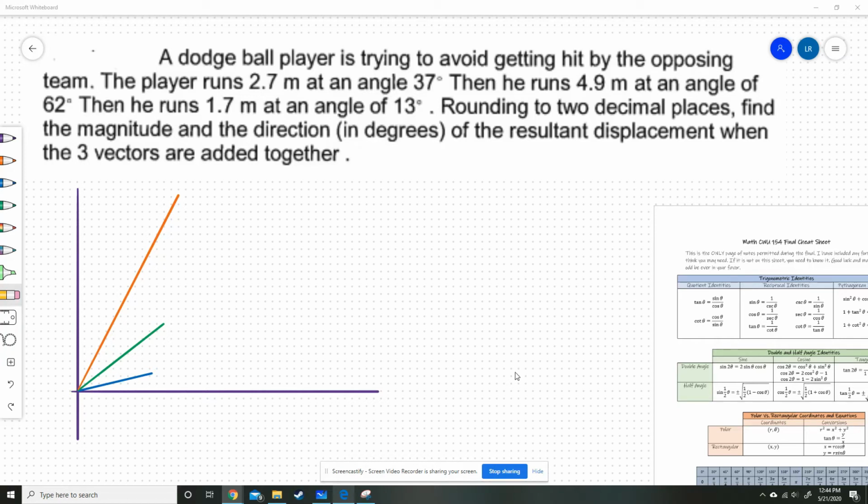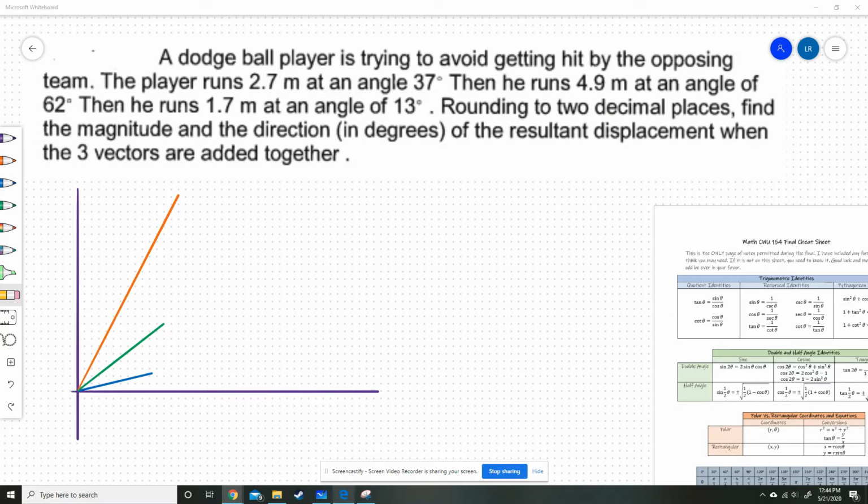Okay, in this video, we are going to do a very quick touch on some vector addition and then finding the resultant displacement of that vector addition. So it's going to be a really quick touch on it. Hopefully it's enough information. Let's see.